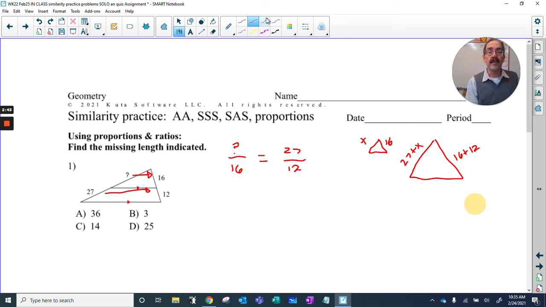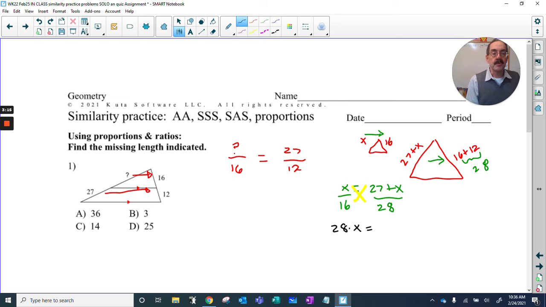So let's do it this way. x goes to the 16 as 27 plus x goes to 28. Now, what we've been practicing, this idea of cross multiply. 28 times x is equal to 16 times 27 plus the x. Now we have to distribute 16 times the 27 and 16 times the x. So 28 times x is 28x. 16 times 27 is 432, and then we distribute this 16 times the x.